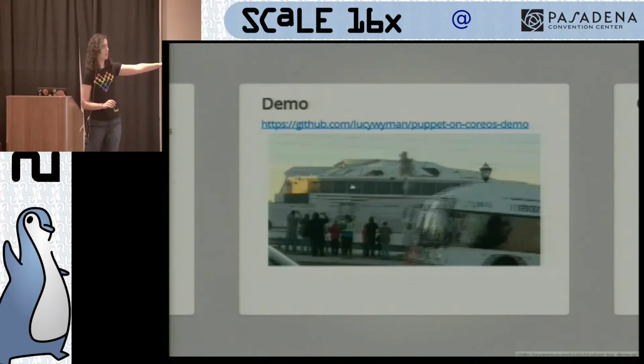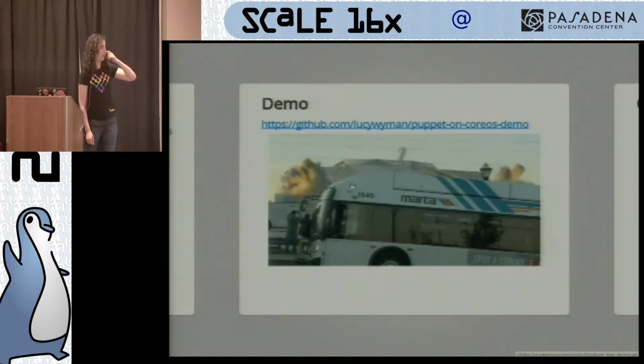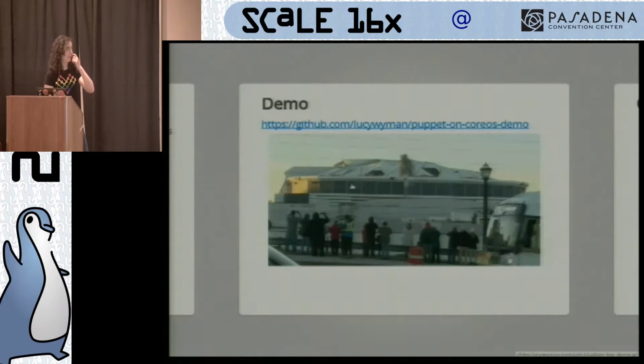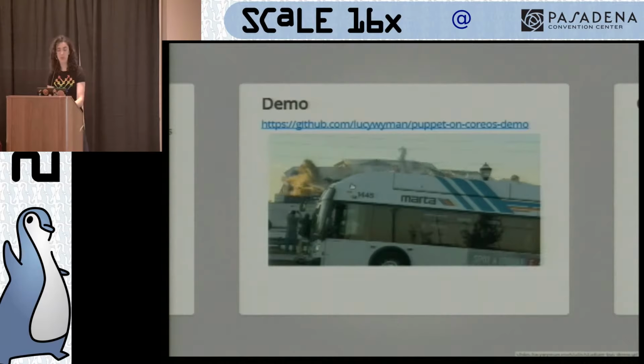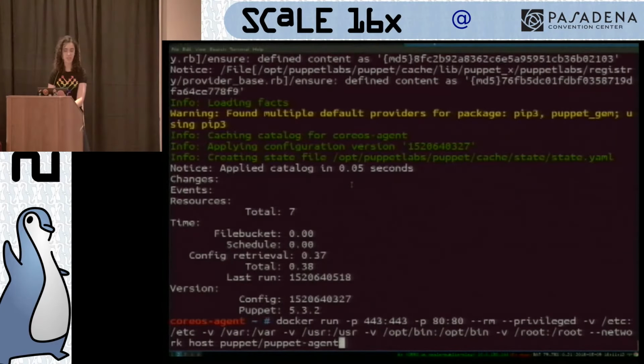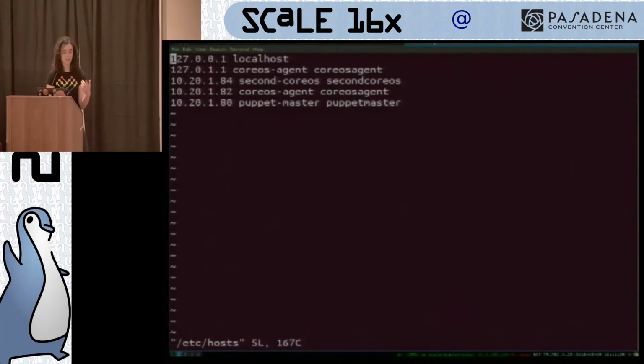My virtual machine setup is at this Git URL. So it's GitHub, Lucy Wyman, and Puppet on CoreOS demo. It is hopefully all the way up to date. But that will have my Vagrantfile and such, and that's where I've configured all of the networking between all of these virtual machines. So how it knows about it is I'm using the host networking stack with that --net=host. And in my /etc/hosts, I have where my Puppet master is, and I've just assigned it a static IP.